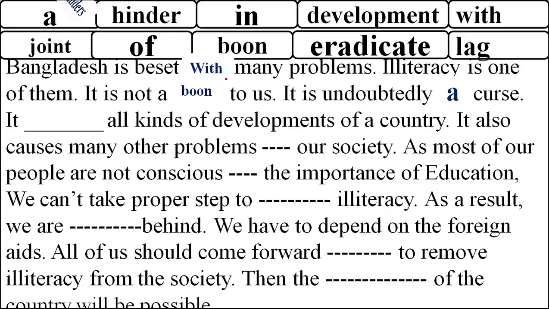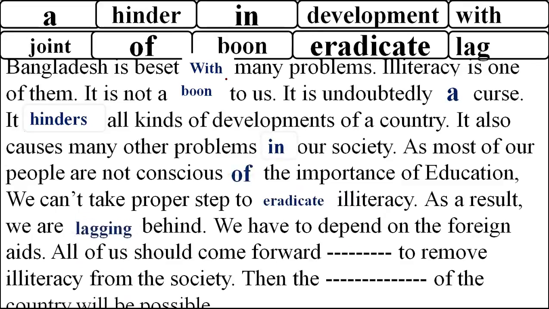It dash. It hinders. We have to add s, as it is present indefinite tense and the subject it is third person singular. It hinders all kinds of developments of a country. It also causes many other problems in our society. Okay, as most of the people are not conscious of the importance of education, it is the appropriate preposition, we have to add of every time where conscious is used. We can't take proper steps to eradicate illiteracy, infinitive eradicate, দূর করা, নিরক্ষরতা দূর করতে। As a result, we are lagging behind.